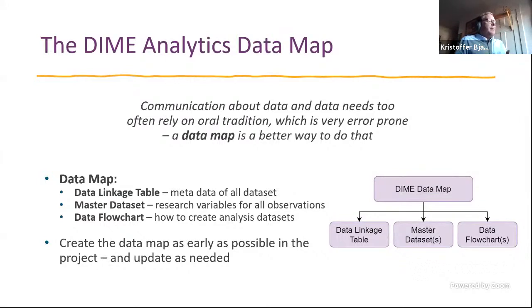While this data map template is new, each component of it has been used in DIME projects before. What is new about this template is that we have stipulated guidelines so these three components fit well together, so that the benefit of using them together is greater than the sum of each component's individual benefit. In the data map, the three components are a data linkage table that lists all the original datasets and the metadata of those datasets, the master datasets that include all the research variables for all observations, and the data flow chart, which shows how to create an analysis dataset.